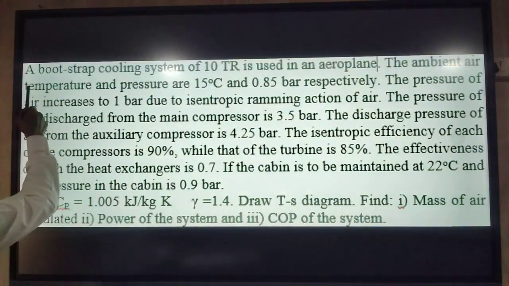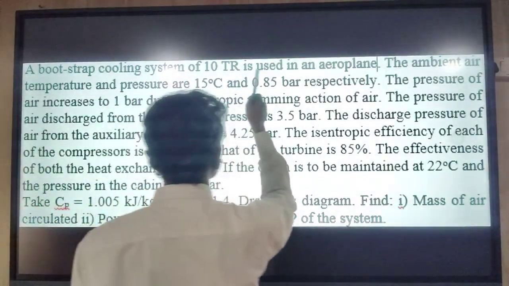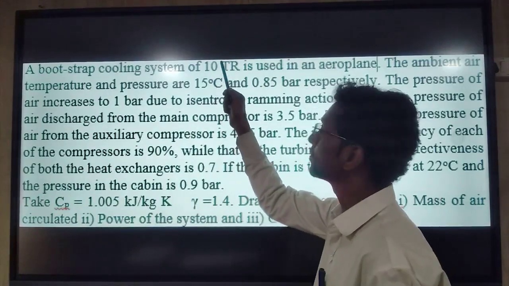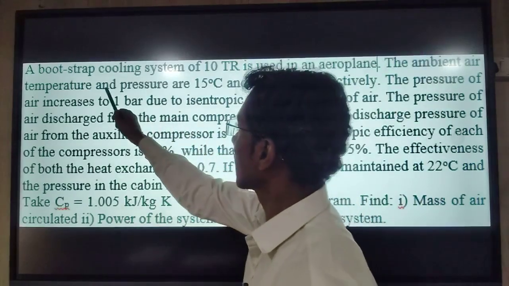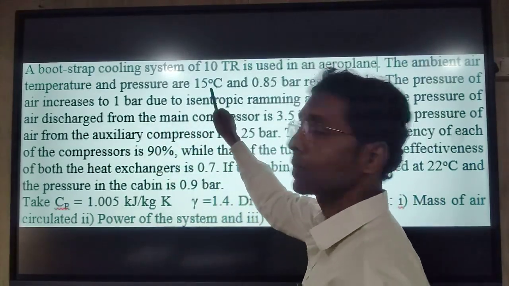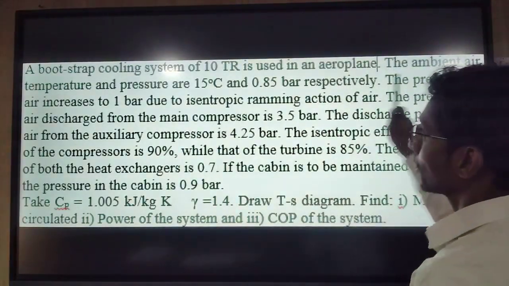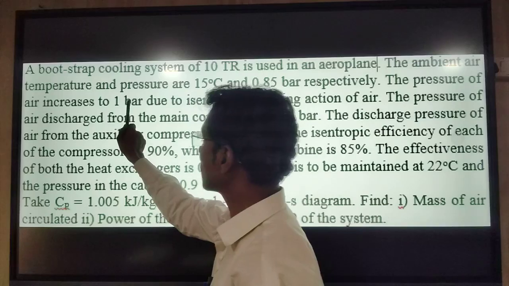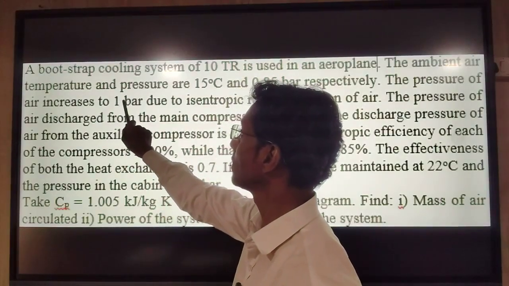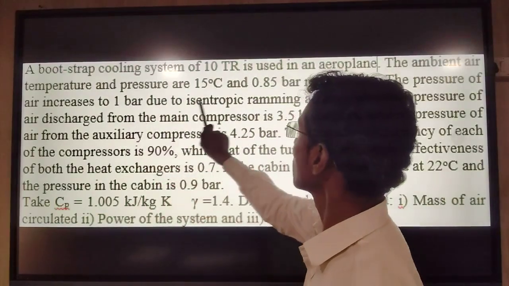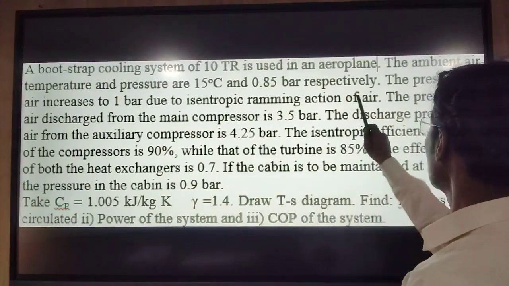Here a Bootstrap cooling system of 10 TR is used. 10 TR is the cooling load capacity. The ambient air temperature and pressure conditions are given as 15 degrees Celsius and 0.85 bar. The pressure of air increases to 1 bar. This is the ramming process. So the ramming pressure is increased to 1 bar, and it is isentropic, as mentioned.